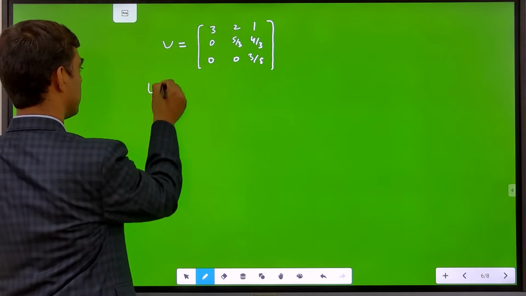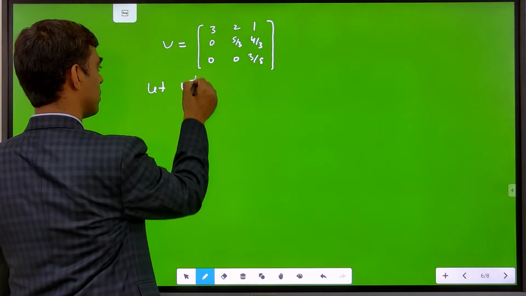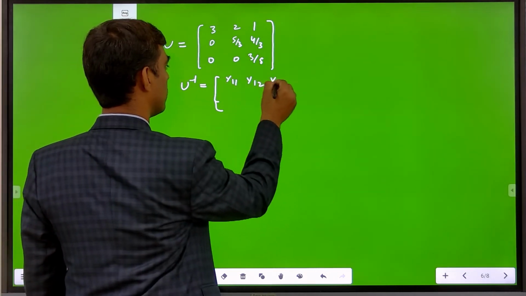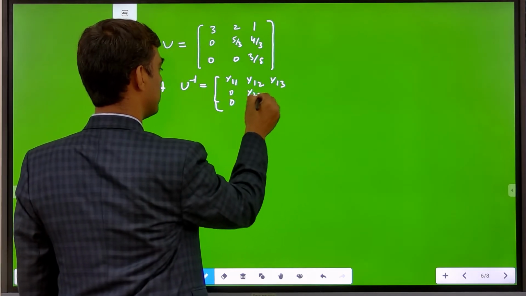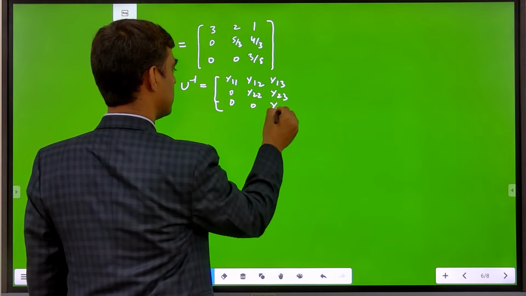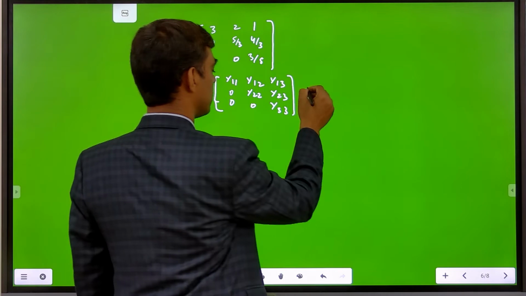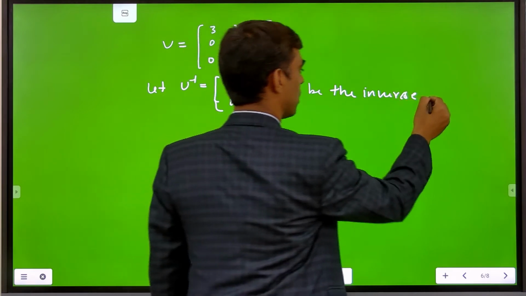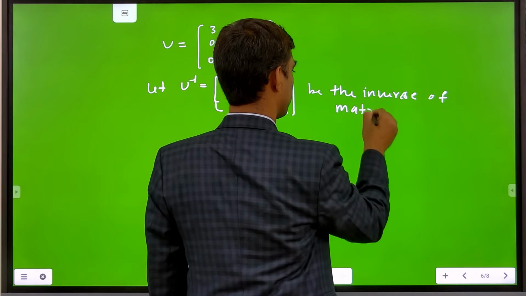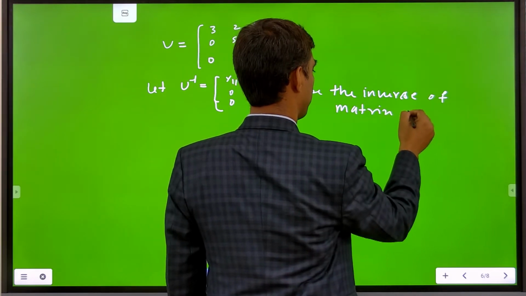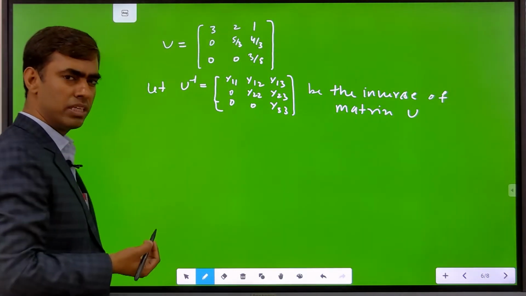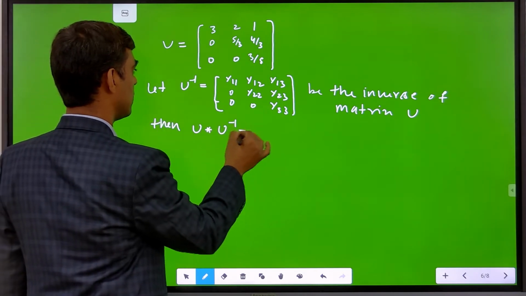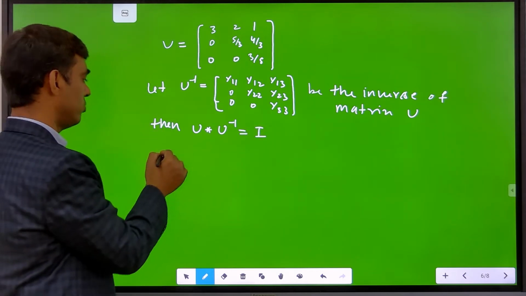So let U inverse equal y11, y12, y13, 0, y22, y23, 0, 0, y33. This is the inverse of matrix U. Then we know that U into U inverse equals what?